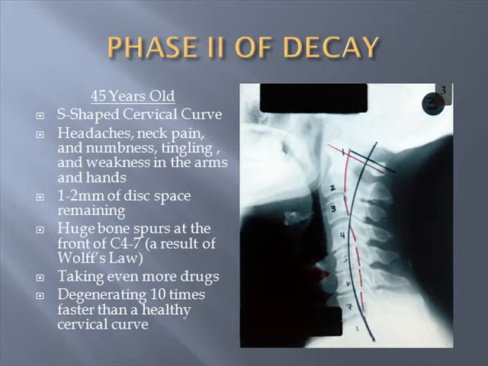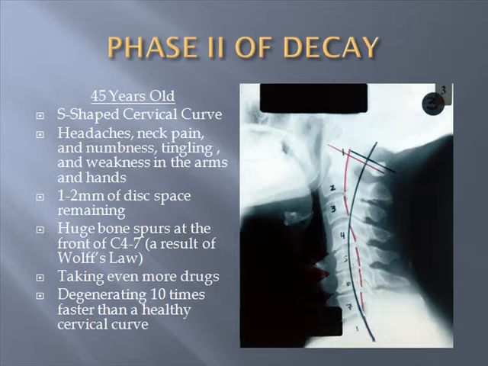Here we have phase 2 of decay. We have a 45-year-old with an S-shaped cervical curve. Not only is it an opposite curve, you can see by the red line it actually has more of an S-shaped presentation. And this is accompanied by headaches, neck pain, numbness, tingling, and weakness in the arms and the hands. There's 1 to 2 millimeters of disc space remaining.